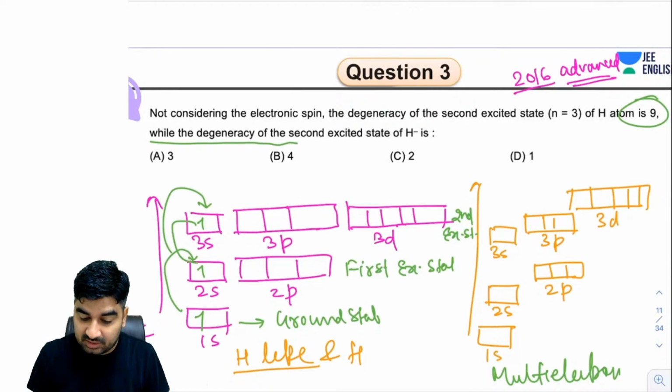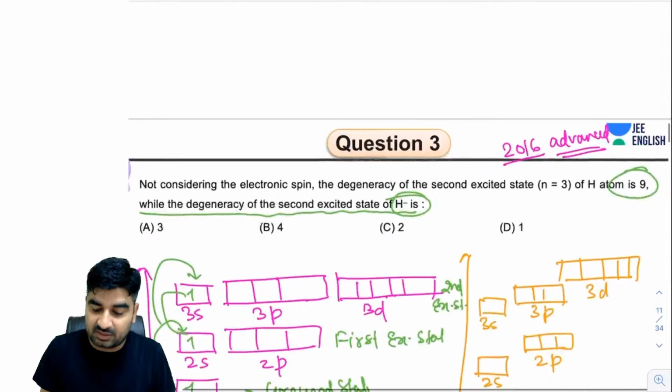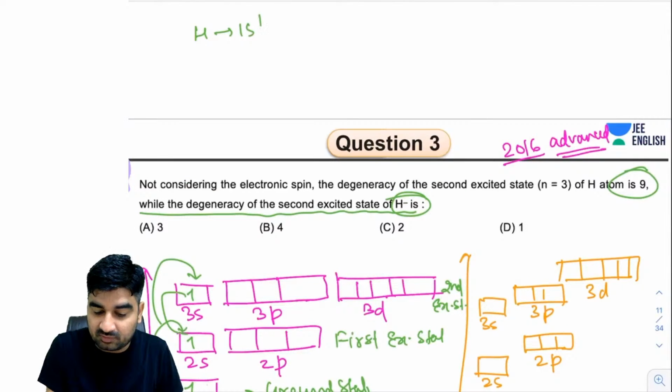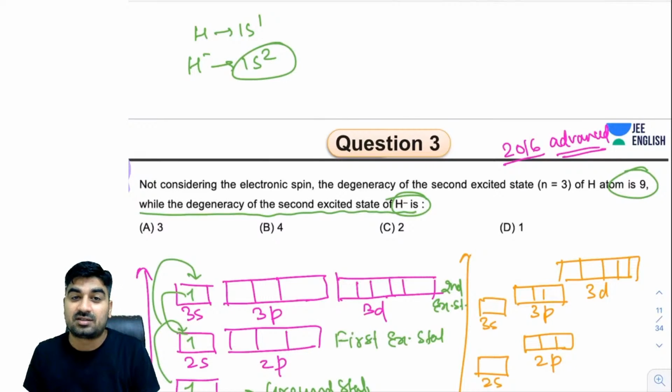Now, degeneracy of second excited state of H minus. Initially it was H, configuration 1s, but H minus will have 1s2. Now is it uni-electronic or multi-electronic?